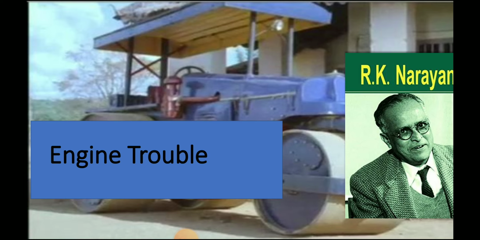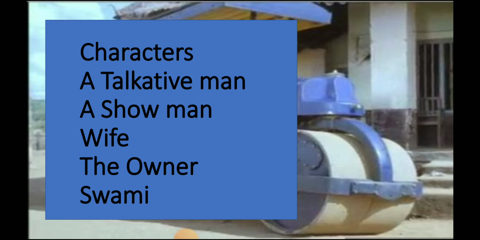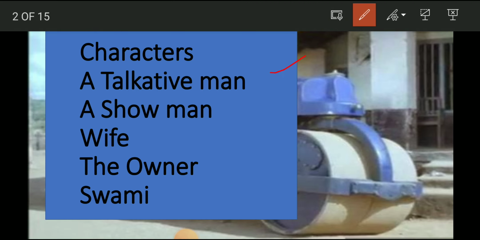Let's get started. Now the characters. The main character is a talkative man. They all are supporting him. So he's the main character. His name is not given. He talks a lot. That's why he's called the talkative man. Now the showman. The showman is a person who owns the Gaiety land. Now, what is this Gaiety land? We'll come to know. Then the talkative man's wife, the owner to whom this engine goes and dashes into the compound, and the Swami, who promises the talkative man that he will solve his problem.